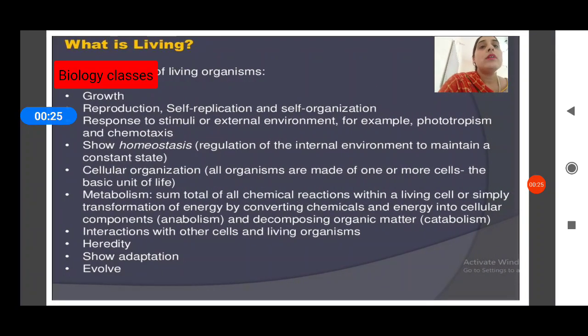As you know, the characteristics of living organisms show growth and reproduction. They respond to stimuli or the external environment, and you have learned about different types of tropic movements in 10th class. For example, they show phototropism and chemotaxis. Now, some students asked me what is the meaning of chemotaxis. Chemotaxis means the movement of an organism in response to a chemical stimulus.